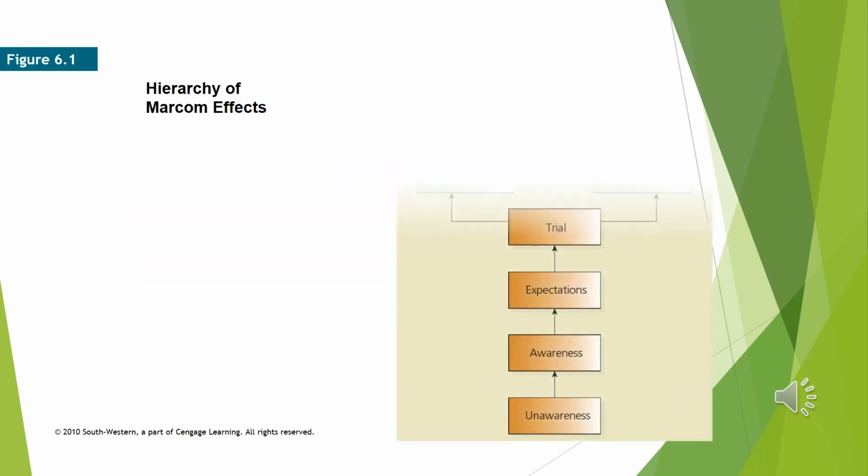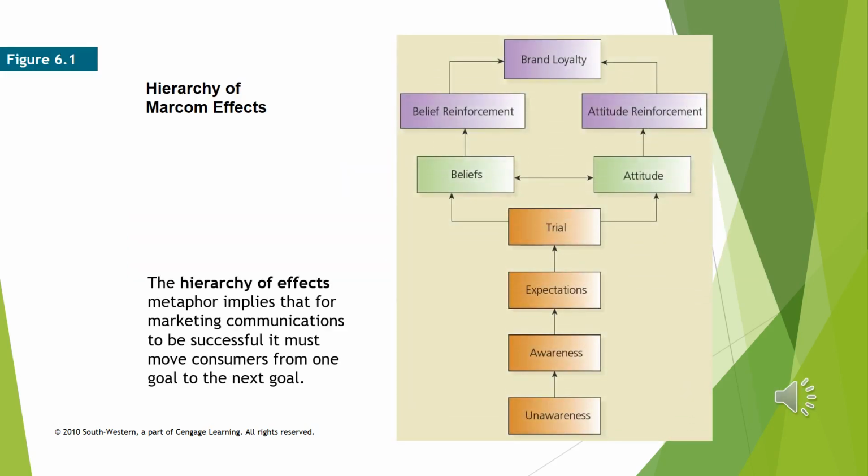This is the hierarchy of Marcom effects. The hierarchy of effects metaphor implies that for marketing communications to be successful, it must move consumers from one goal to the next goal. It starts from unawareness to awareness to expectations to trial, which are divided into beliefs and attitude. Then, beliefs and attitude reinforcement goes to the highest level, which is brand loyalty.